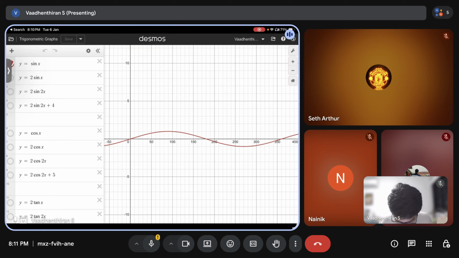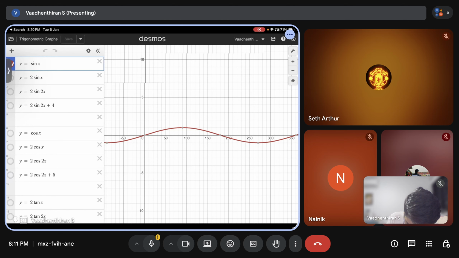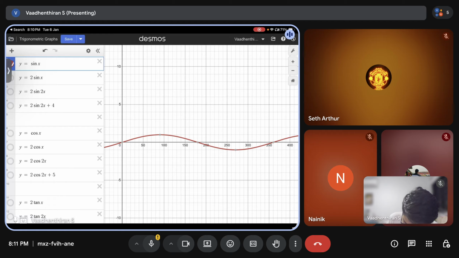Here I've already given the graph for y equals sine x. You can see the critical points over here. Sine 0 is 0, sine 90 is 1, sine 180 is 0, and sine 360 is 0. And here 270 is -1.